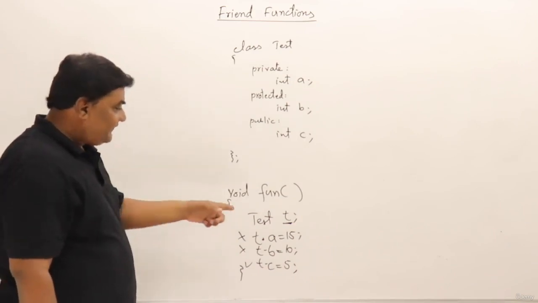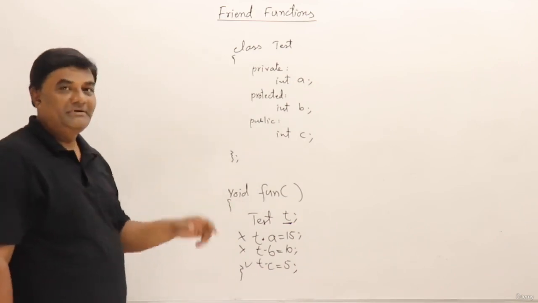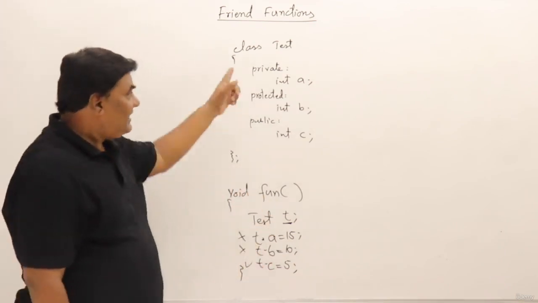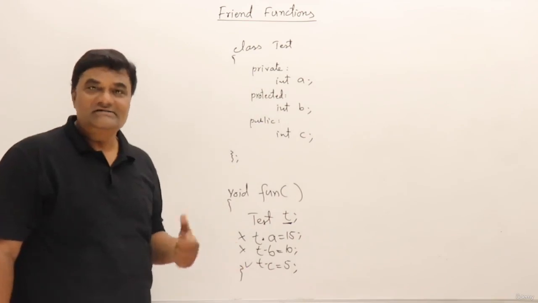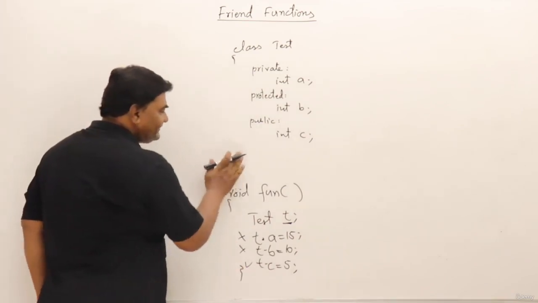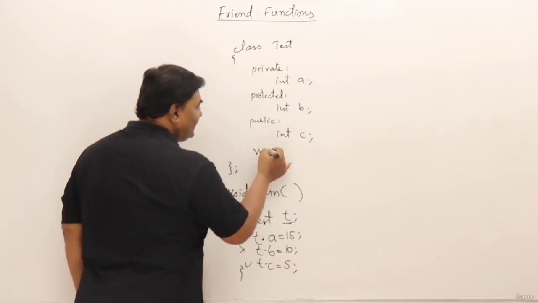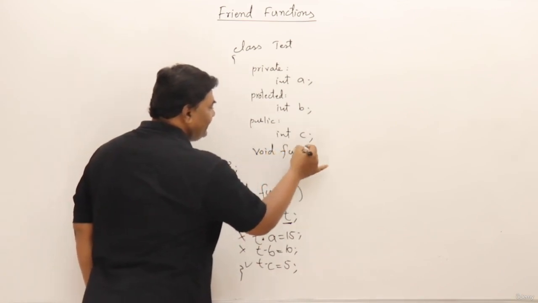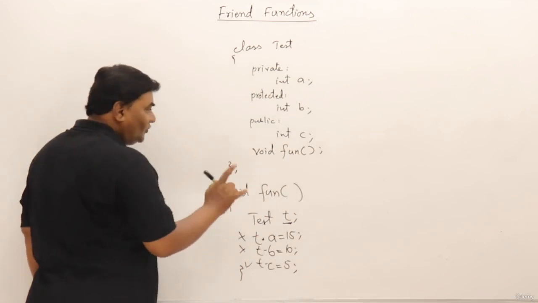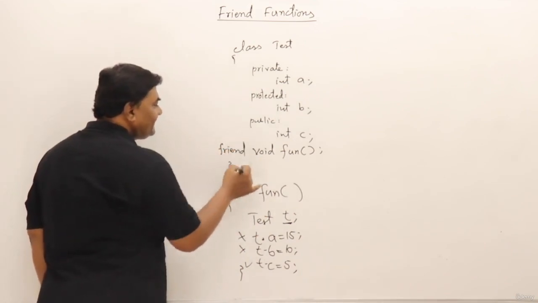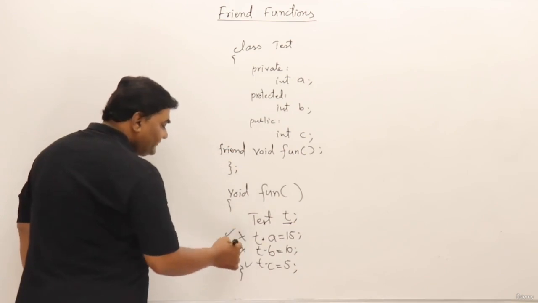Now listen. But I want this function to access those members. Allow this function. So who should allow? The class should allow it. So how can a class allow it? Look at this. A class should have a declaration: friend void fun, the one which is outside. Though it doesn't belong to us, it is our friend. That's it. Now this is also allowed.